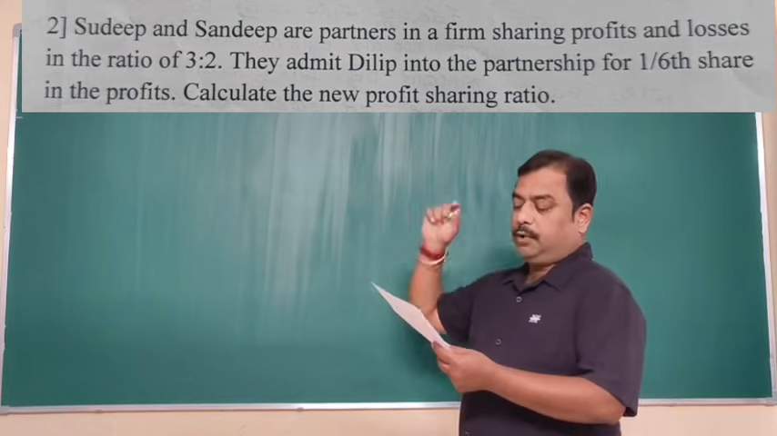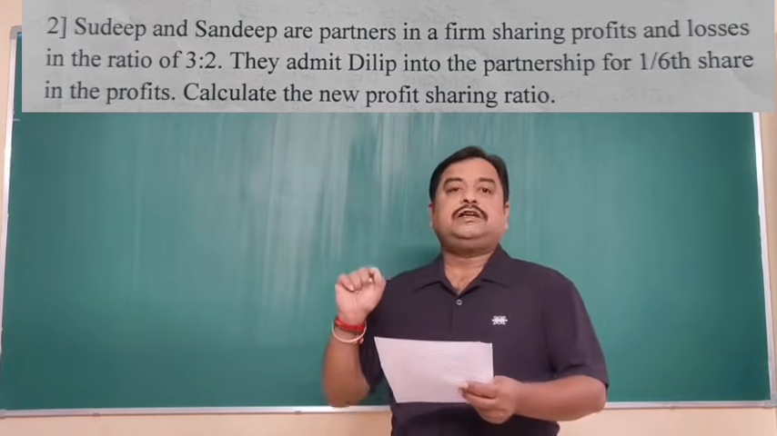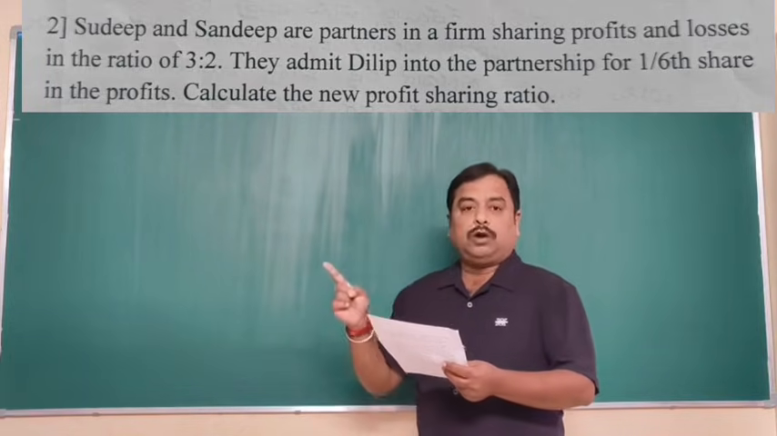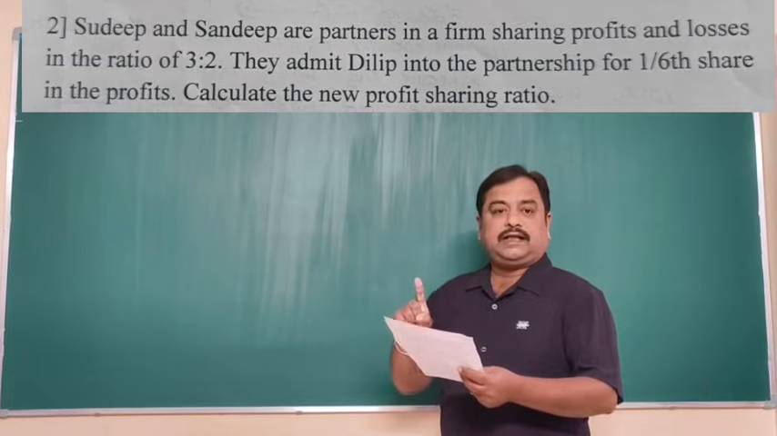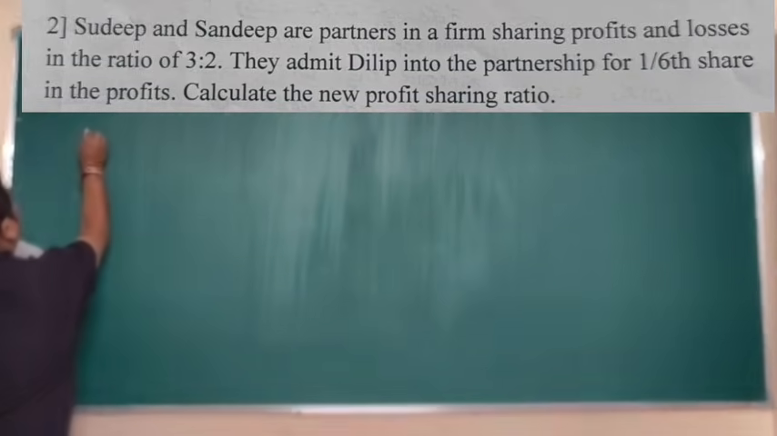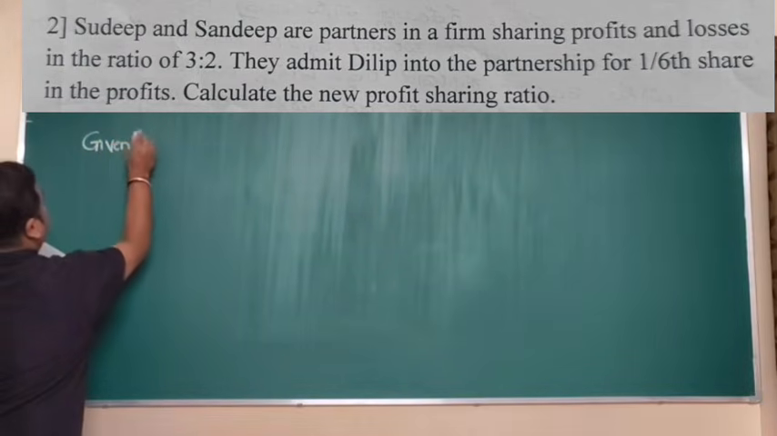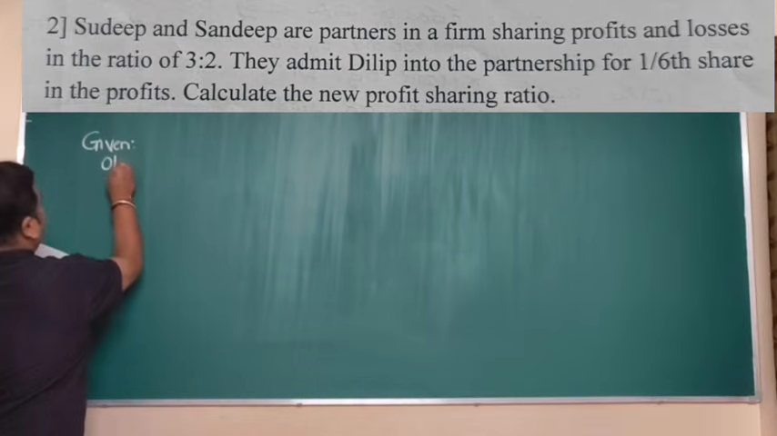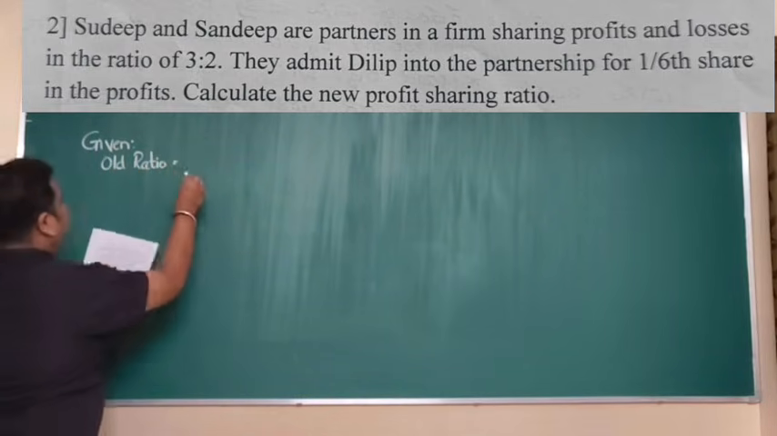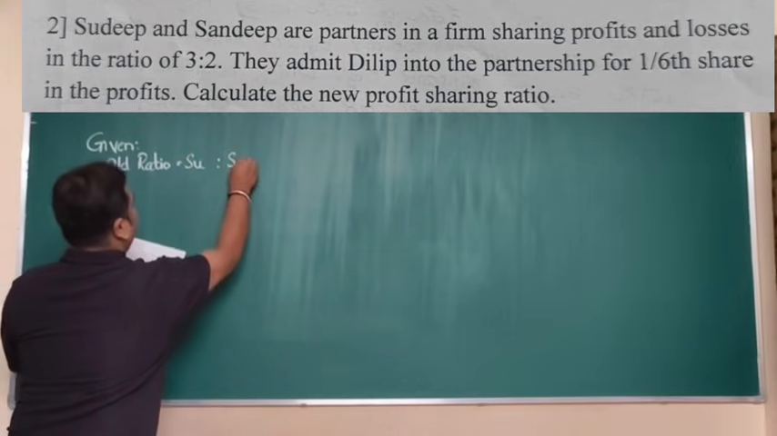As you can see on the board, the second question: Sudeep and Sandeep are the partners in a firm sharing profits and losses in the ratio of 3:2. So here the old partners are Sudeep and Sandeep and their old ratio is 3:2. So let us start how to do this one. So see what is given in the question. Old ratio is given. Old ratio. Who are the old partners? Sudeep is to Sandeep. I will be writing in short here.